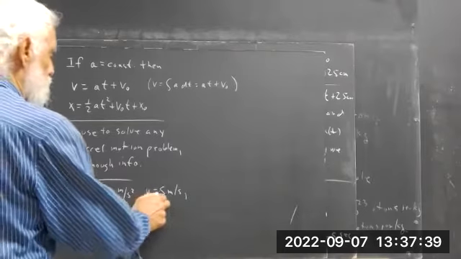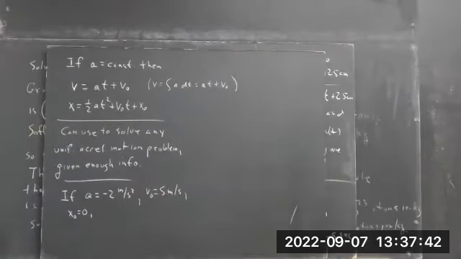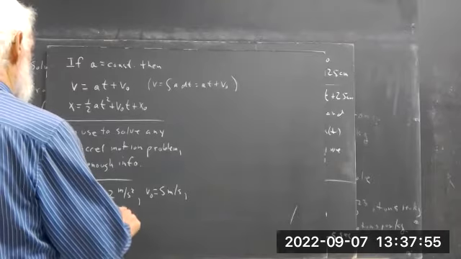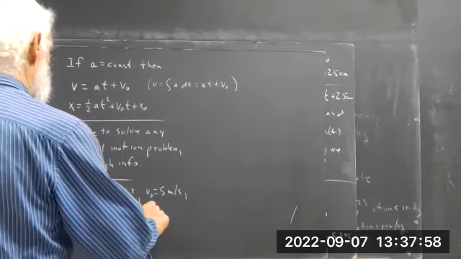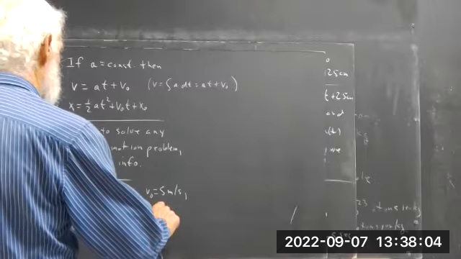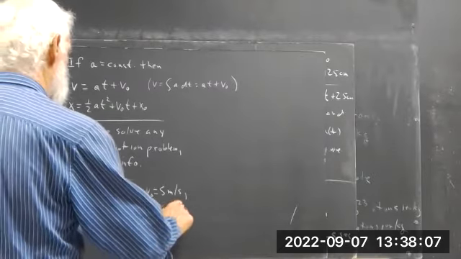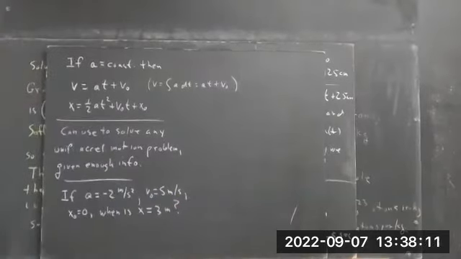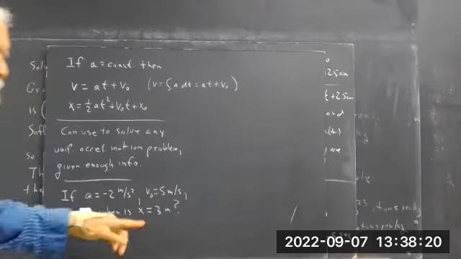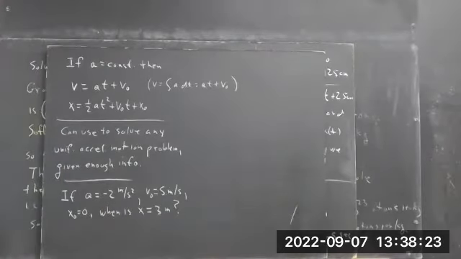So you've got negative 2 meters per second squared, initial velocity of 5 meters per second, x naught equal to zero, and we want the time when it's x equal to 3 meters. Let's start with that question. I probably threw in another question or two.